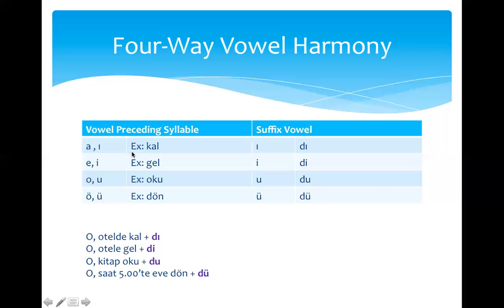So these are just examples. The past tense suffix is always going to be either dı, di, du, or dü, depending on the last vowel of the word. The examples, we just put them in sentences here. O otelde kaldı. He stayed at the hotel. O otele geldi. Now it's the di. He or she came to a hotel.